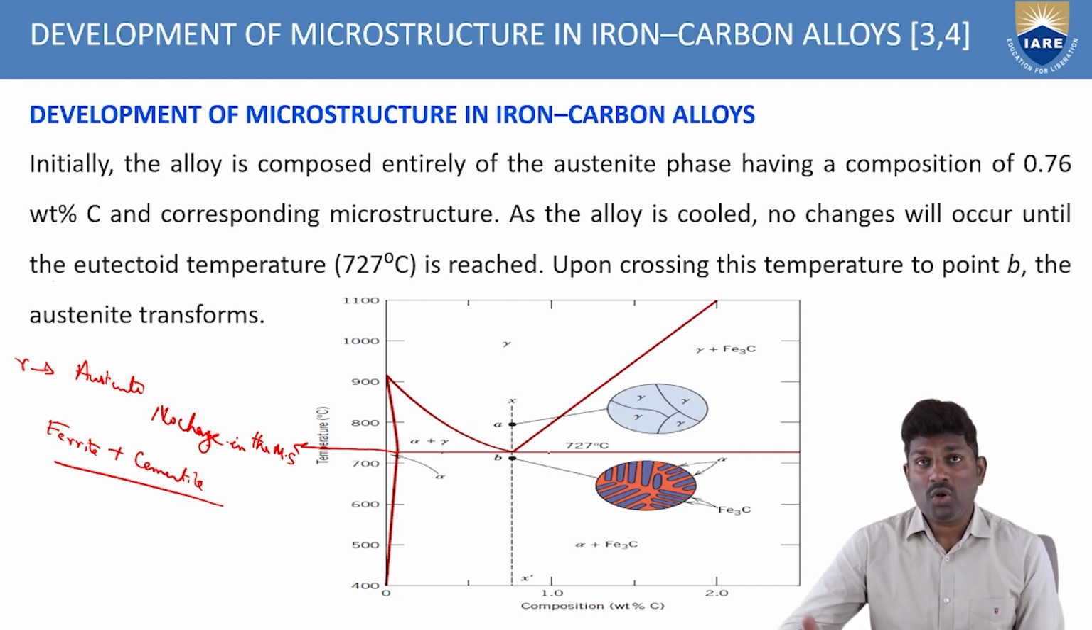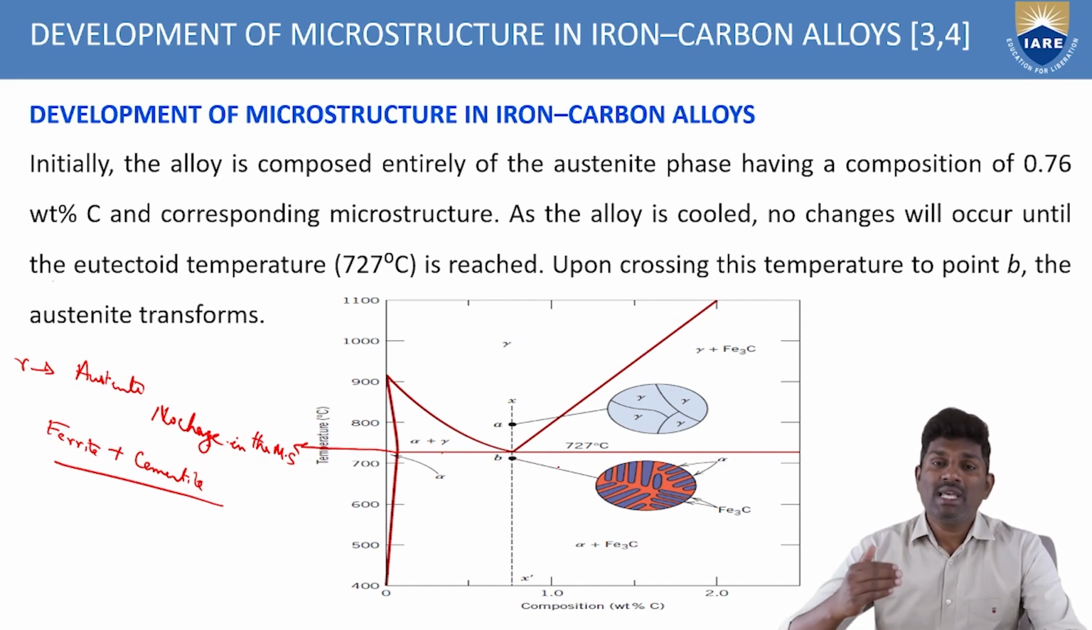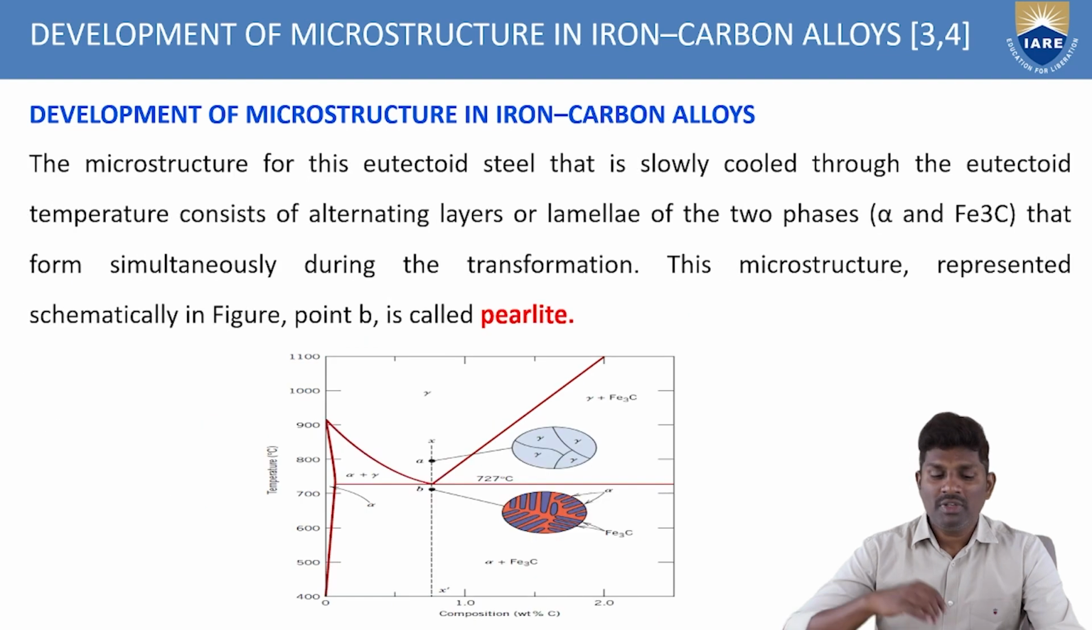So upon crossing this temperature to point B, the austenite transforms. So what is the austenite available above the 727 degrees, that is the above the eutectoid temperature? There is no transformation in the austenite. Once it crosses that eutectoid temperature, this austenite will transform into the other form of the microstructure.